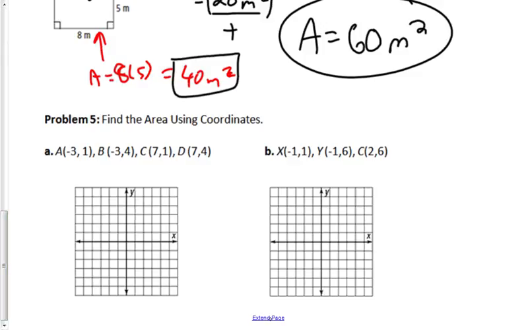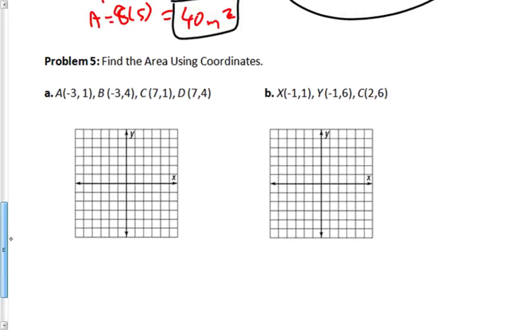So the last part of what we're going to do today is going to deal with some coordinate grids. So it says find the area using coordinate grids. Now, sometimes when you're finding the area using coordinate grids, it'll be really easy because all the lines are horizontal and vertical, and you can actually count them. Sometimes they won't be so easy. You may have to use the distance formula. So let's check this one. We have A is (-3, 1). B is (-3, 4). C is (7, 1).